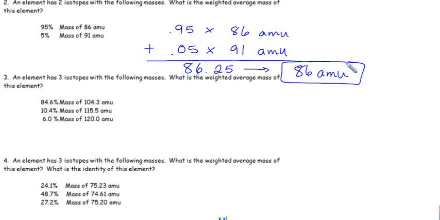95% of the isotopes have a mass of 86. It's by far the most abundant. A very, very small fraction have a mass that's slightly greater, which is why on my calculator I get a mass that is slightly greater than 86, 86.25. But for sig figs, if I leave my weighted mass to match the data given, we'll go back to 86. A very small fraction of the atoms are a little bit heavier.